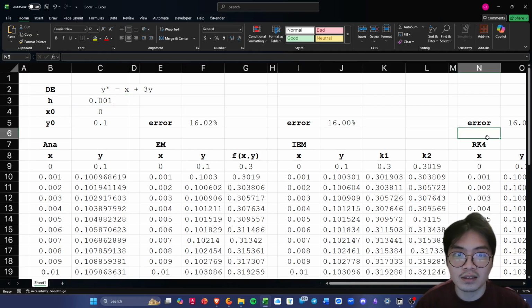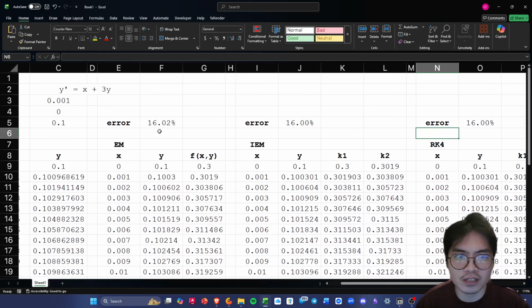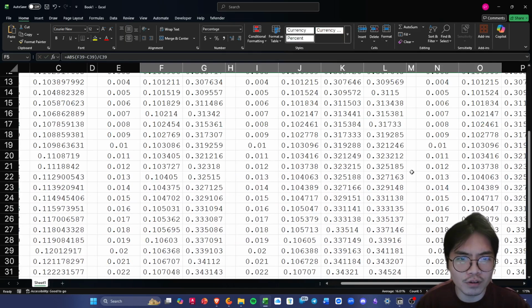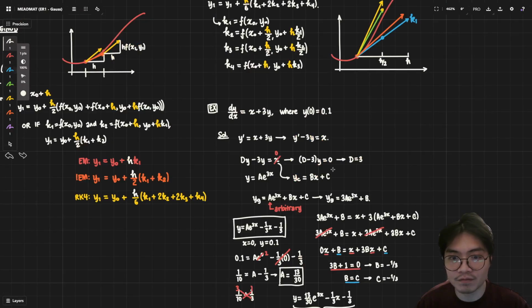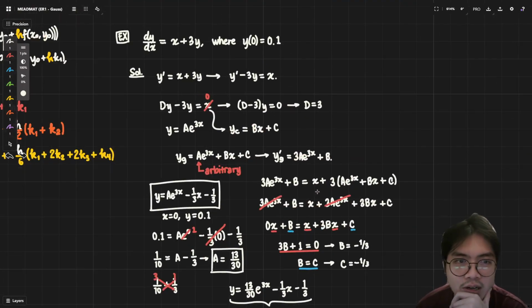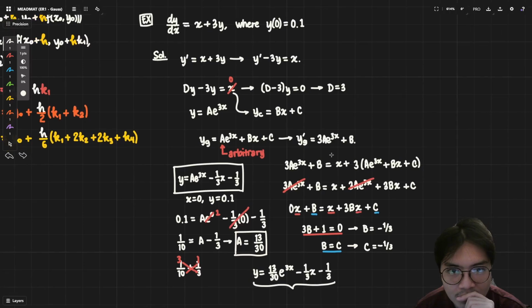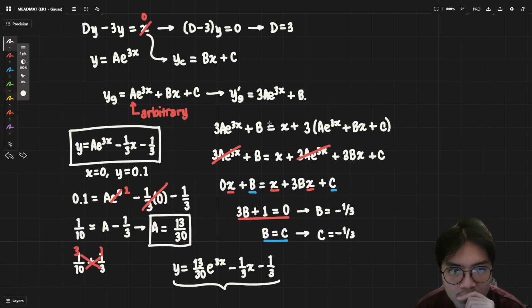0.001. The error is going to be 16%. So somehow they're all off. Now I'm starting to kind of doubt our solution in here. x plus 3y, put it over there. We got our answer, which was AE raised to 3x. Then we got this, which was now.